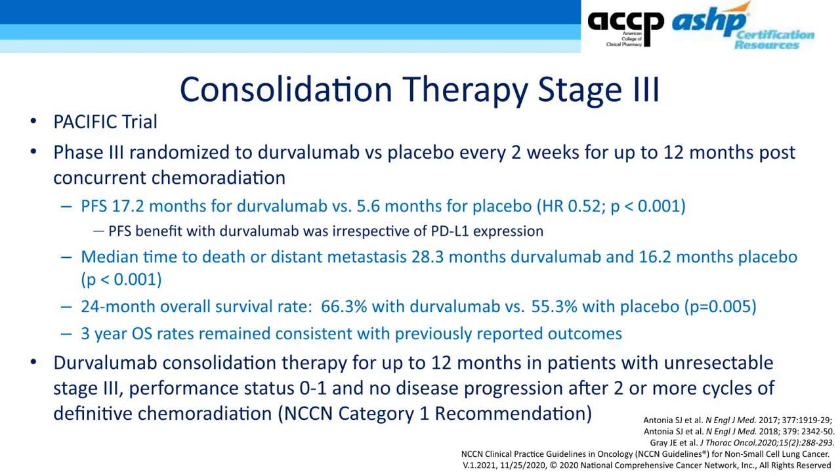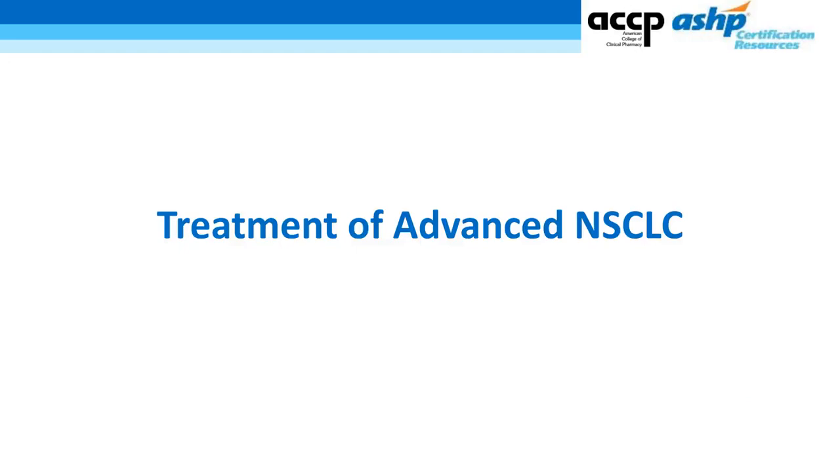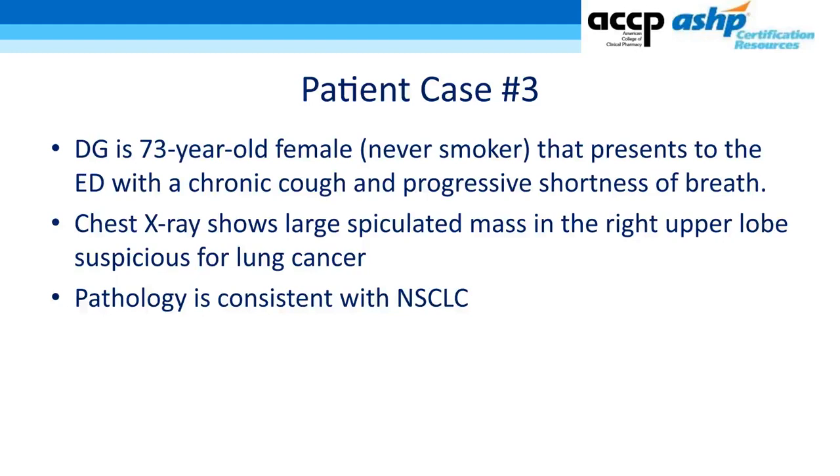Ultimately, durvalumab consolidation therapy for up to 12 months in patients with unresectable stage 3 disease, having a good performance status and no disease progression after 2 or more cycles of definitive chemoradiation is an NCCN Category 1 recommendation. On to treatment of advanced non-small cell lung cancer. We'll start with a patient case.